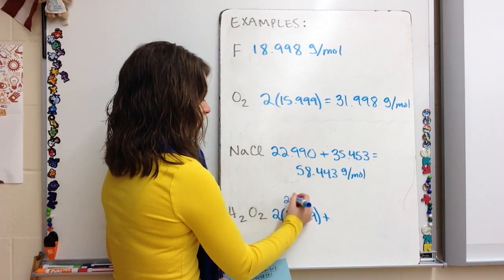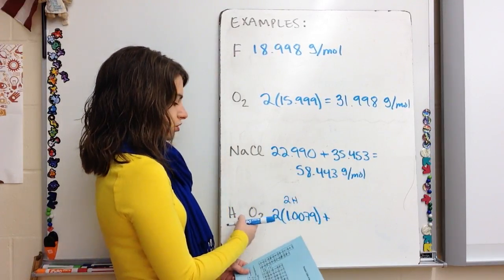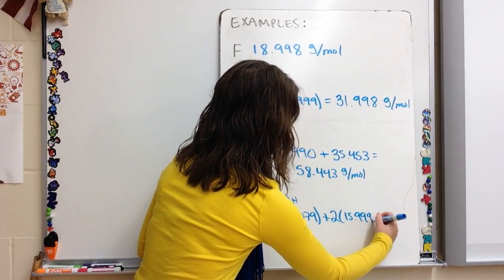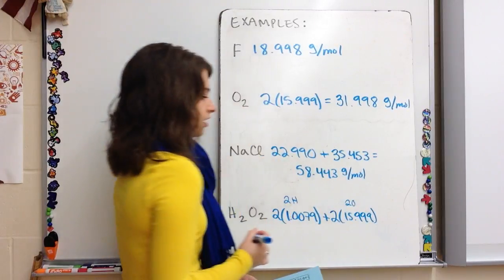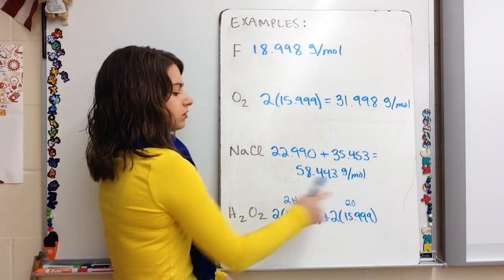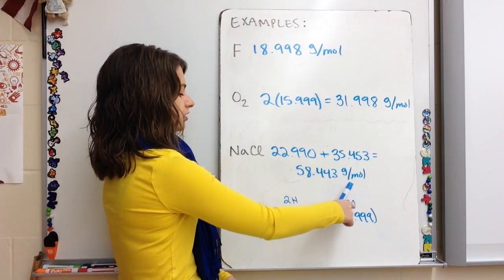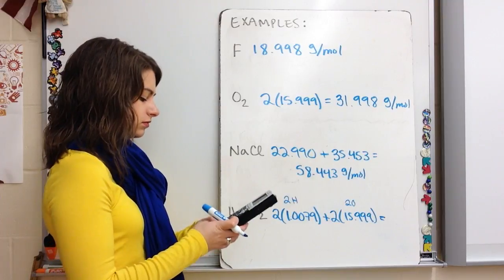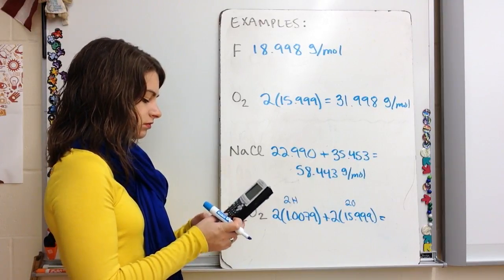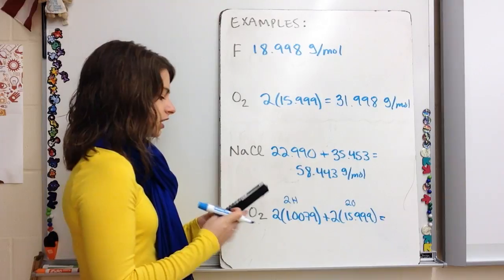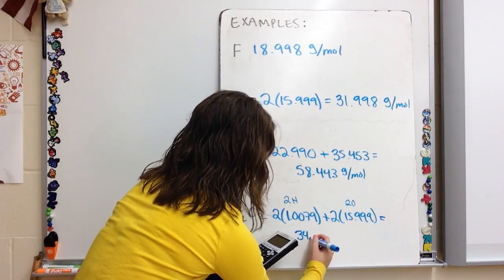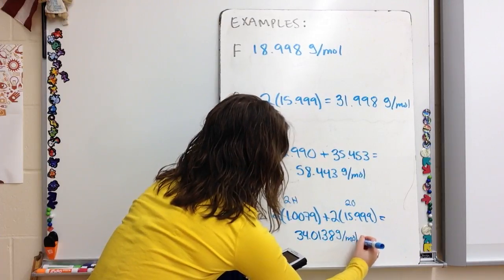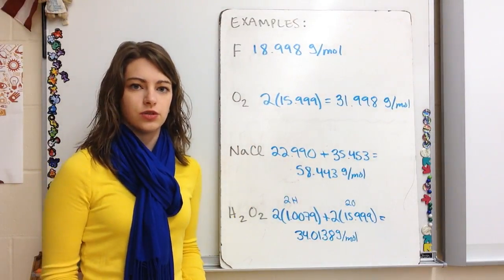So this is 2 hydrogens. And then we're going to add to that 2 oxygens. So 2 times 15.999. So that's our 2 oxygens. That's an O, not a 0, so it's not 20, that's 2 oxygens. So we're going to add those together. And I get 34.0138 grams per mole. And that's the molar mass of H2O2.